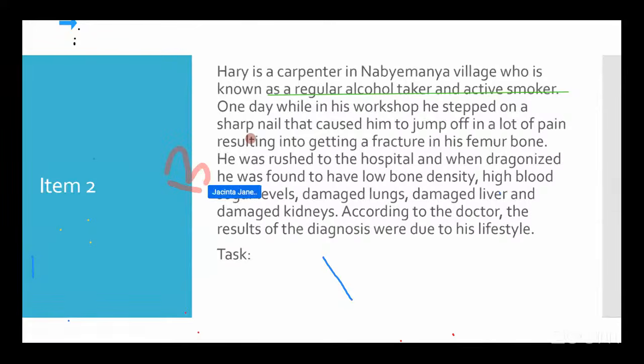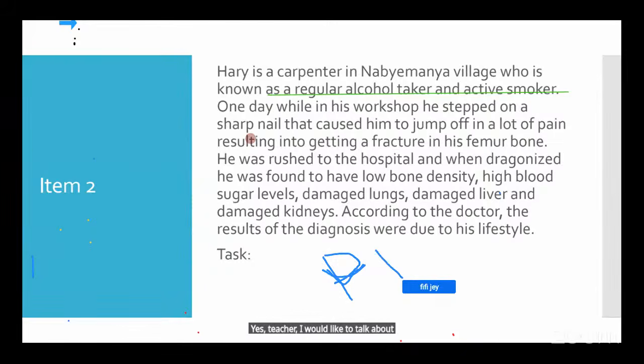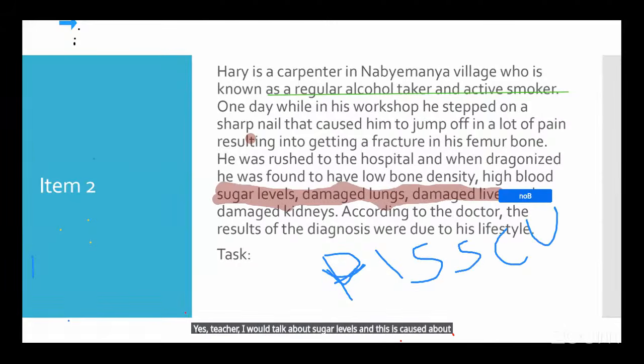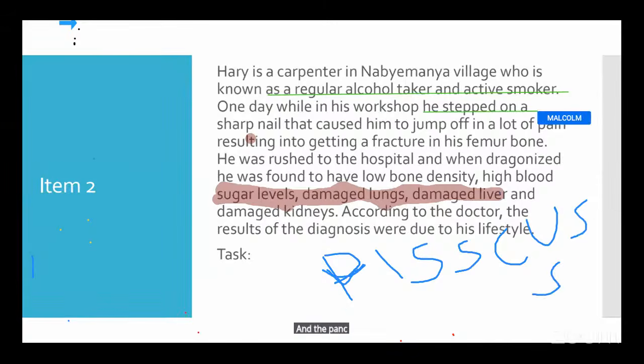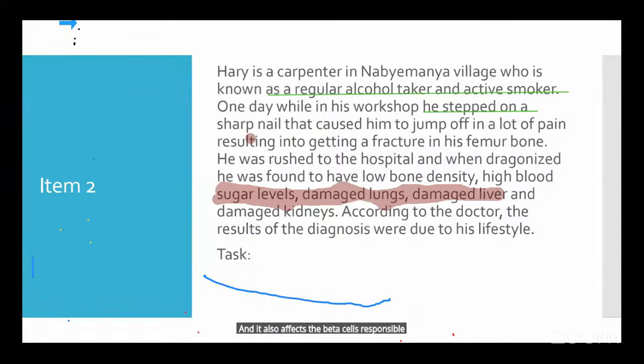Yes, teacher. I would like to talk about sugar levels, and this is caused by alcohol. The alcohol affects the pancreas, and it also affects the beta cells responsible for producing insulin, in which insulin is a hormone responsible for regulating the blood sugar levels.